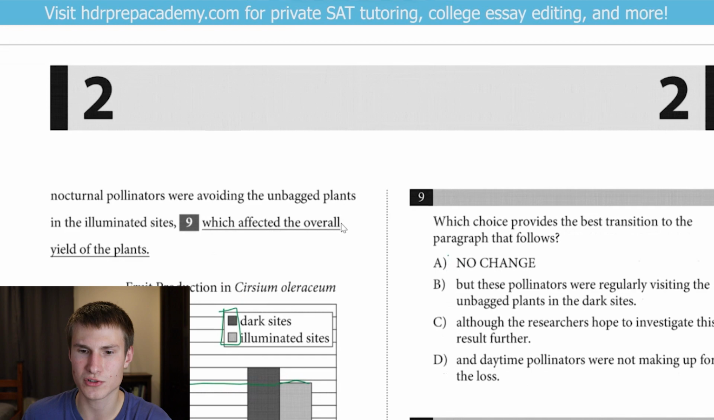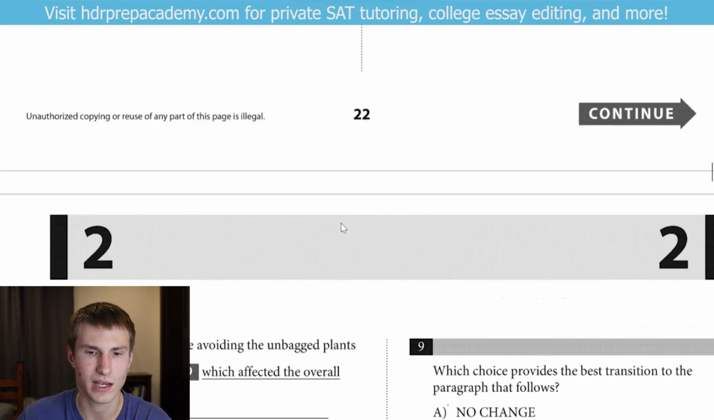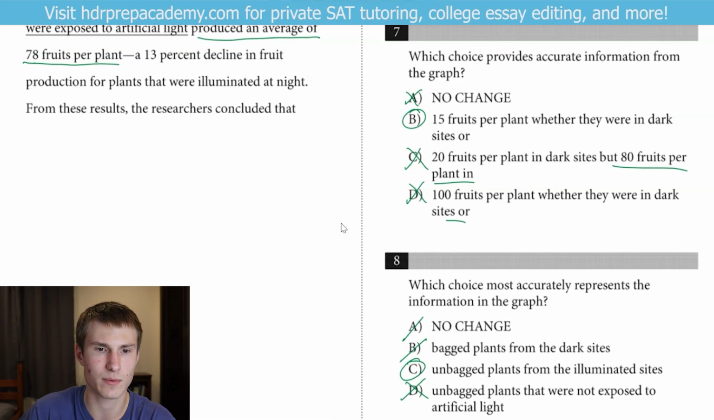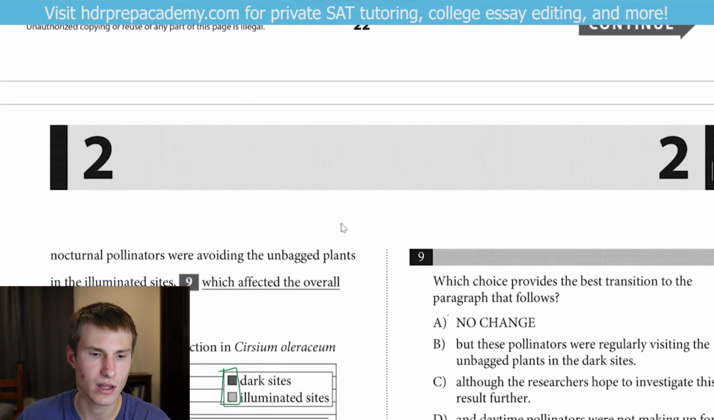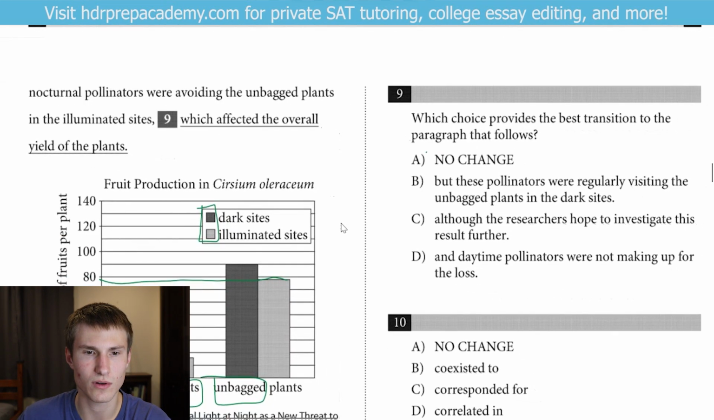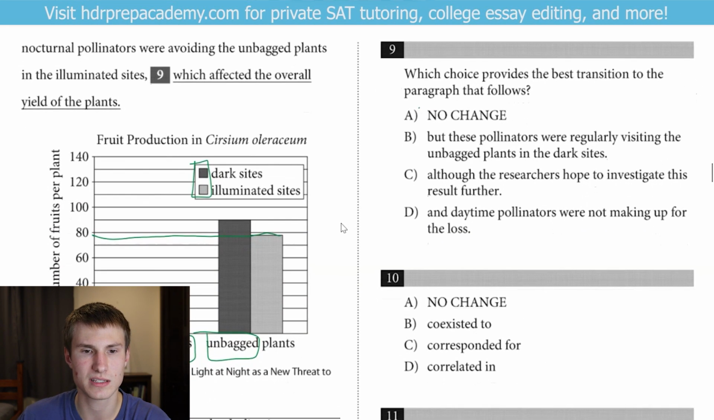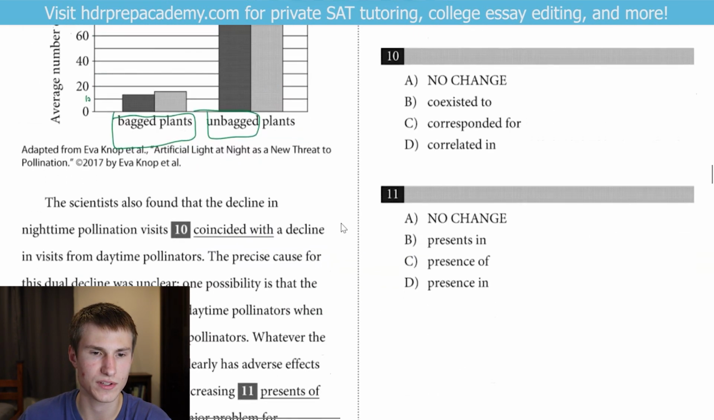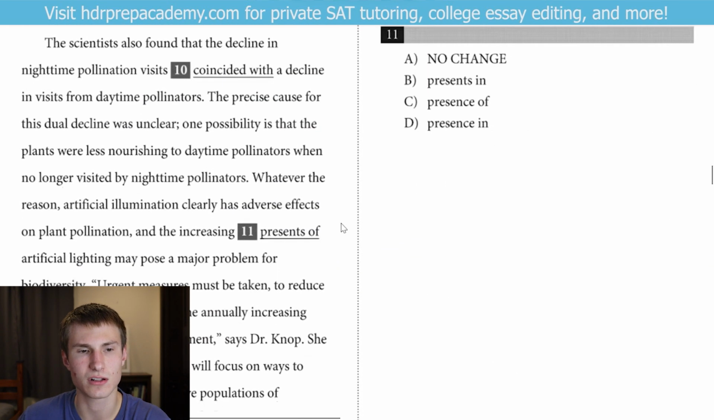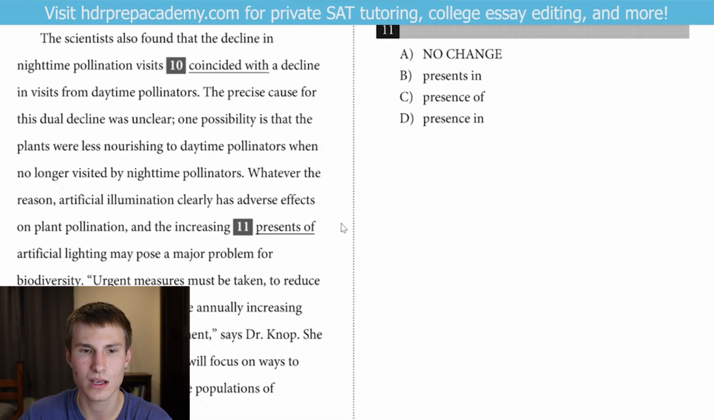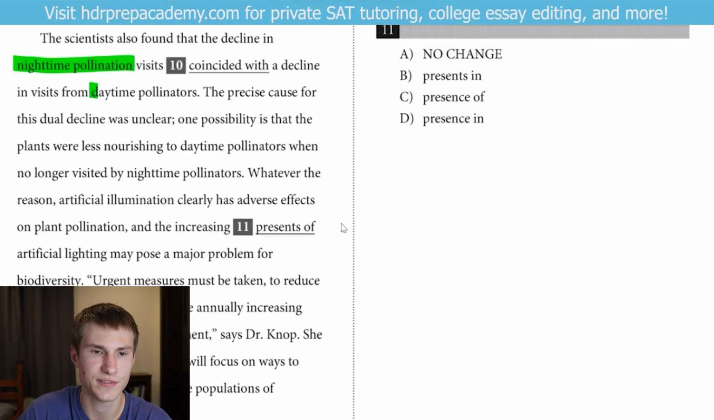Okay, we have which choice best transitions to the paragraph that follows. Okay, so we'll go ahead and finish our reading of this paragraph. We have from these results, the researchers concluded that nocturnal pollinators were avoiding the unbagged plants in the illuminated sites. Then we'll have something there. If we scroll down, the scientists also found the decline in nighttime pollination visits coincided with a decline in visits from daytime pollinators. Okay, so now we're indicating a transition. We were initially focused on nighttime pollination. Now we're talking about daytime pollinators. Let's read on to see if that continues.